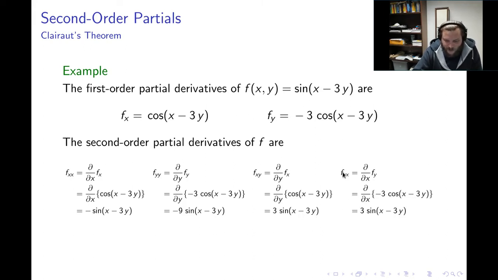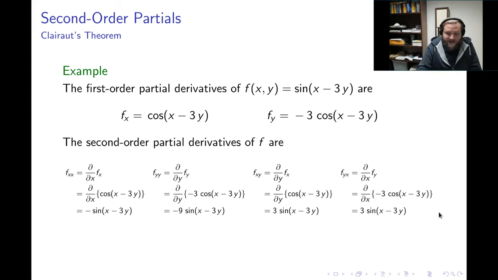Another second order partial would be f sub yx. This is telling me to take the partial derivative with respect to x of f sub y. Well, f sub y is negative 3 times cosine of x minus 3y. When I differentiate with respect to x now, I should get negative sine of x minus 3y times negative 3, which ends up giving me 3 times sine of x minus 3y. So I had two input variables, which means in total there are 4 second order partials.